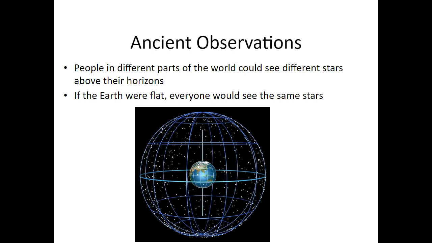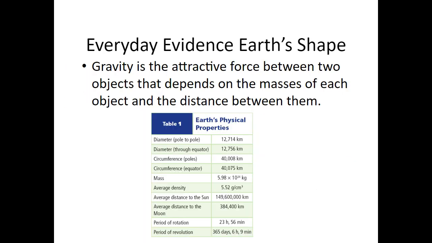Ancient observers in different parts of the world could see different stars. This means the Earth is not flat. If it were flat, everybody would see the same stars. By seeing different stars, you're seeing that different areas of the Earth are rotating differently. So thus we have a rotation of the Earth. There are several different ways to find it.